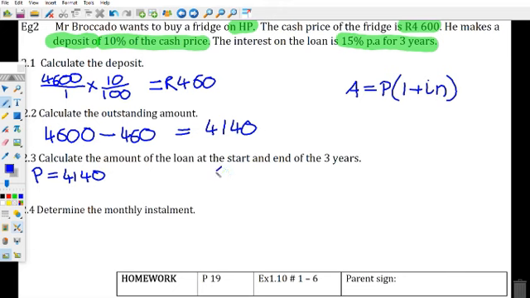So we say A is equal to 4,140 multiplied by (1 plus... now, what was my interest? 15% per annum. So we're going to say 15 over 100, and we're going to multiply it by how many years? 3. All right. So plug that into your calculator, and what do you get?